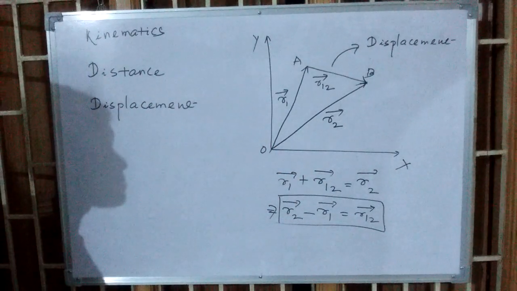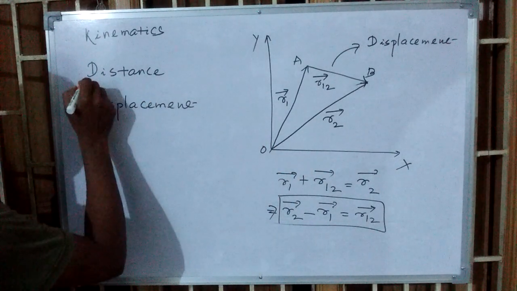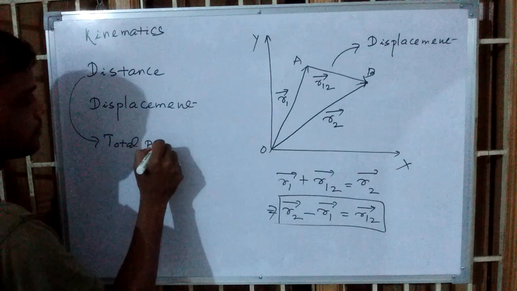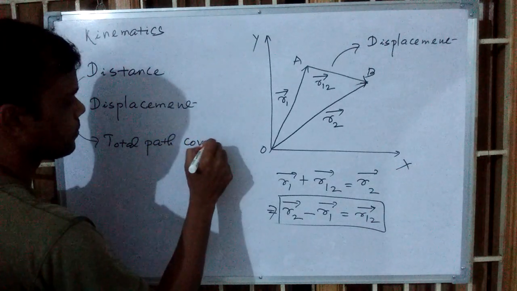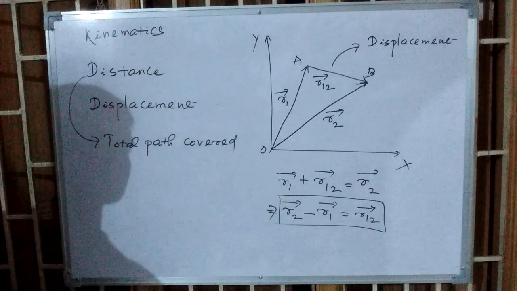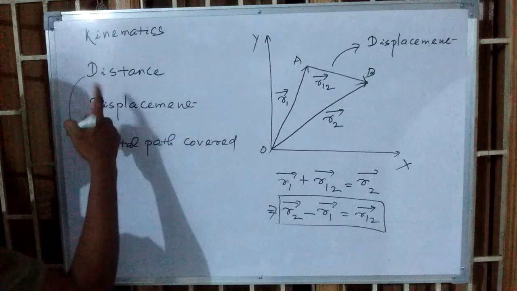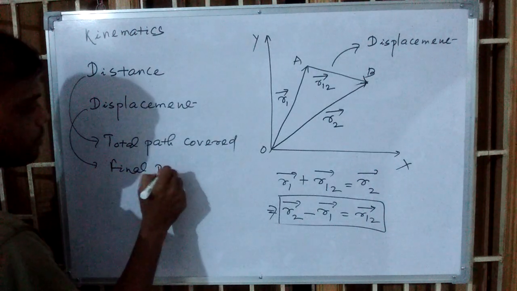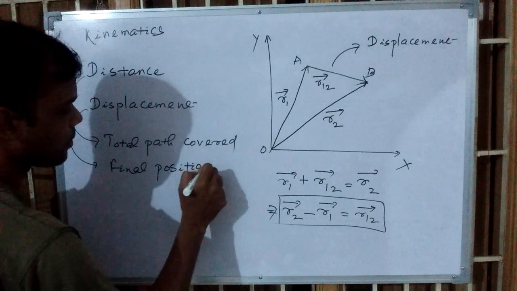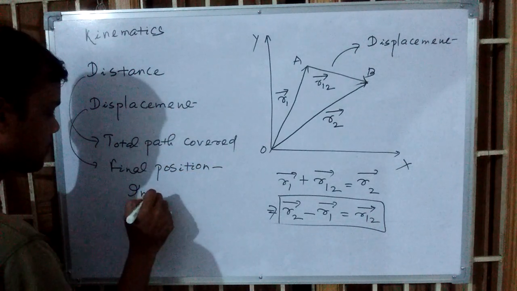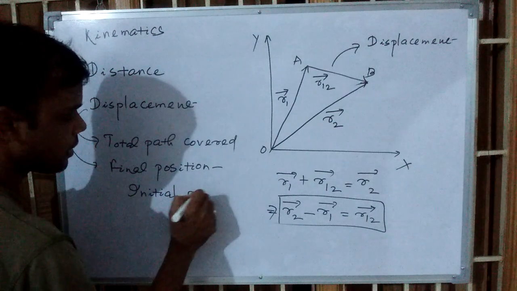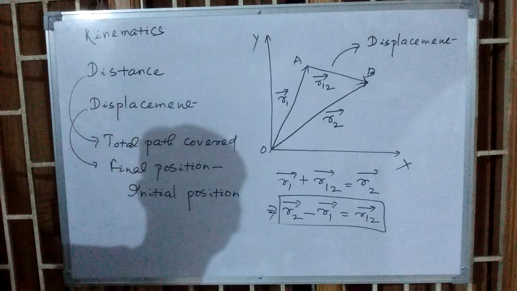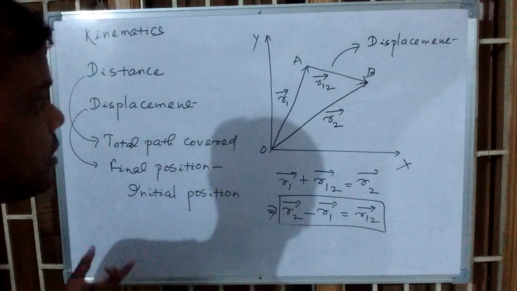Now what about distance? Distance is nothing but total path covered, while displacement was final position minus initial position. Okay, now let us take an example, then you will easily understand.